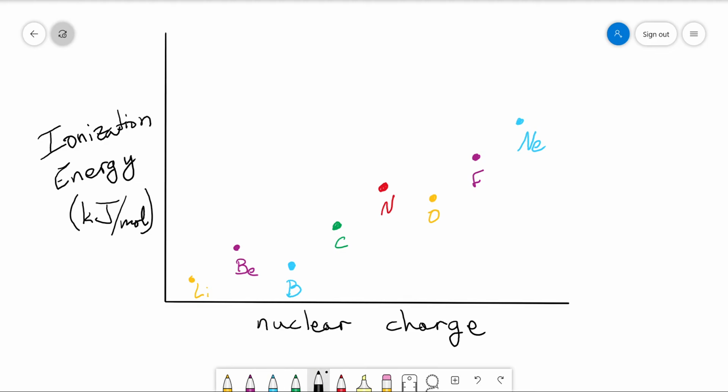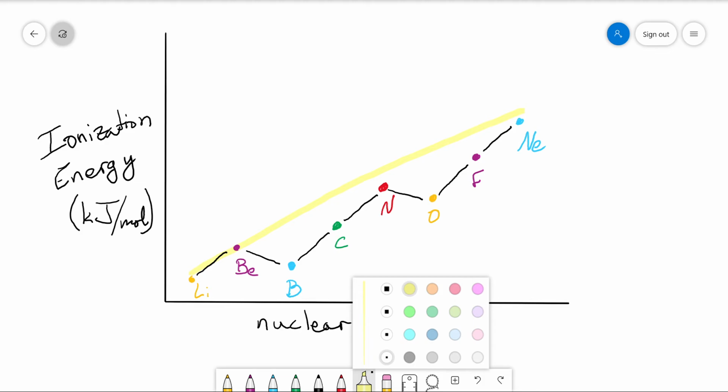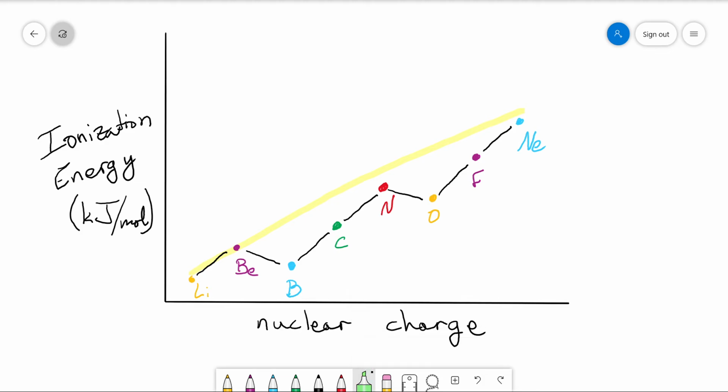So if we connect the dots, we see this jagged line. We don't see a nice straight line that we would expect. In highlighter, I'll do what we would expect. The periodic trend, we would expect to see just kind of a straight line from lithium to neon, but we see kind of this jagged line. So let's go through each of those differences one at a time.